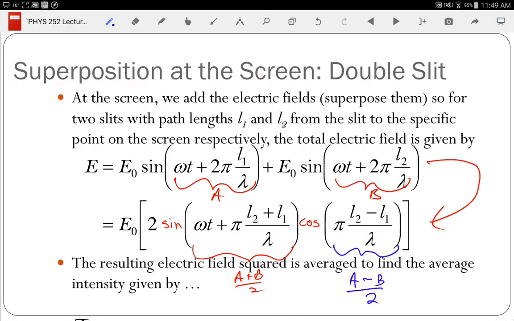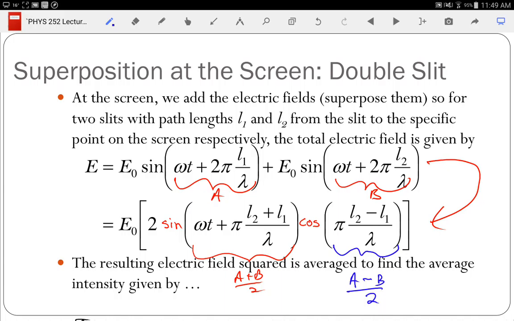So how is this helpful? Remember when I started, I said we're going to work with the electric field, and then we find the intensity by taking the electric field magnitude squared. And so now I have the electric field of the two combined, and the intensity is proportional to that squared. And then the average intensity is going to be the average over one cycle.